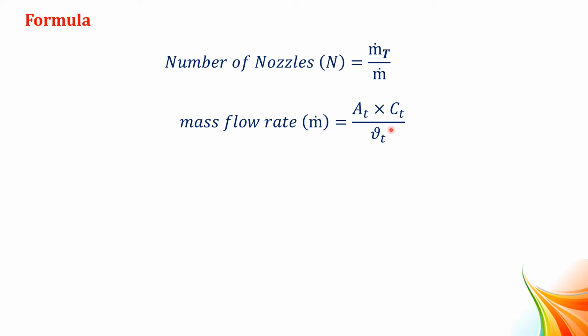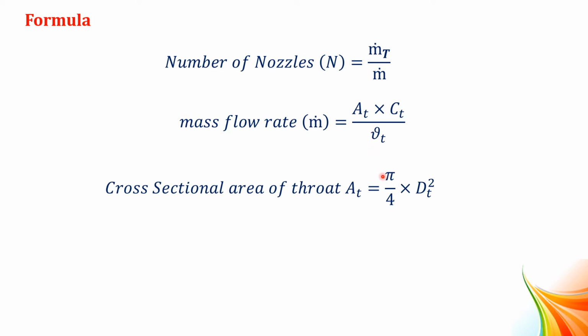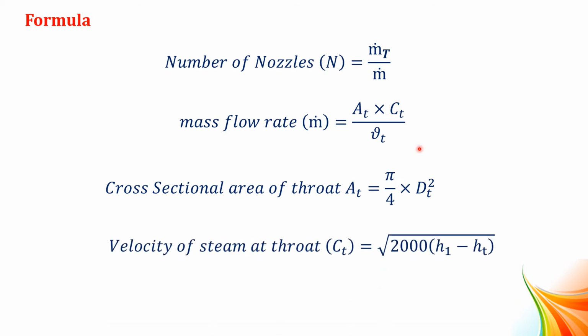Here Vt is the specific volume of steam at throat section and At is the cross sectional area of throat, which is equal to pi by 4 into dt square, and Ct is the velocity of steam at the throat section, which is calculated by using this equation, square root of 2000 into (H1 minus Ht). H1 is the specific enthalpy of steam at the inlet of the nozzle and Ht is the specific enthalpy of steam at the throat section in kilojoule per kilogram.